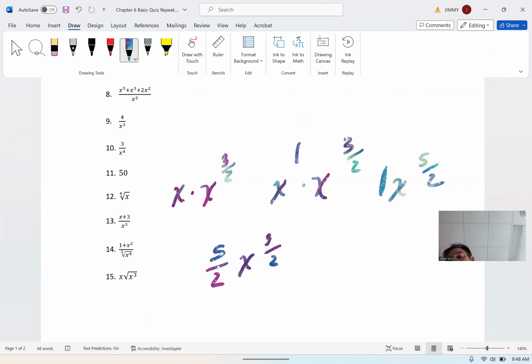Now let's go ahead and do 12 and keep on working backwards, so that way you guys can't complain you didn't have examples.